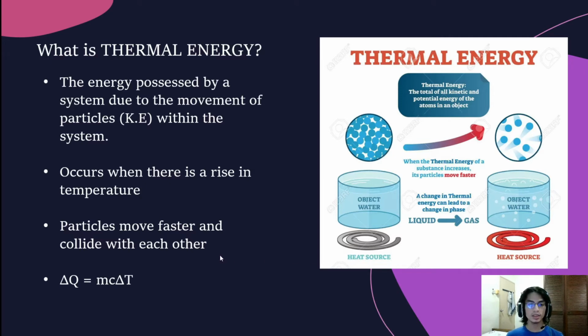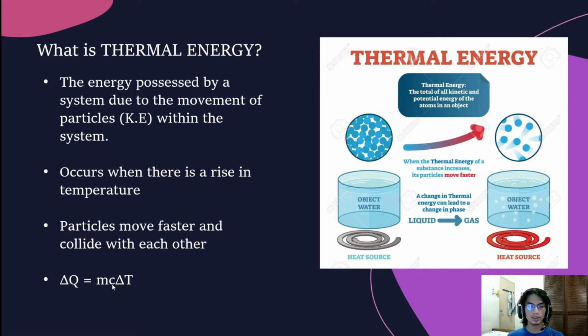So thermal energy, how to formulate? The formula to find the thermal energy, as you can see here, is delta Q equals mc delta T. Delta Q is the change in thermal energy. M is the mass of the substance which we are going to calculate. C is the specific heat capacity.